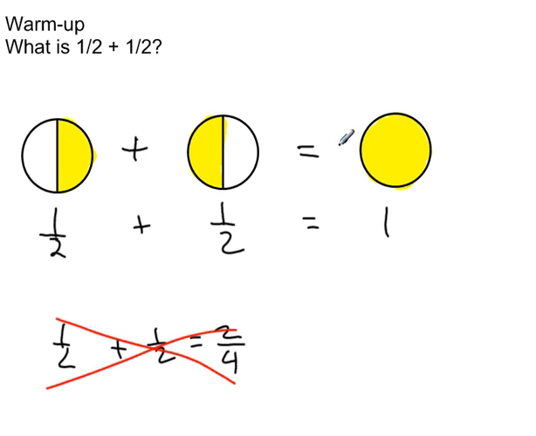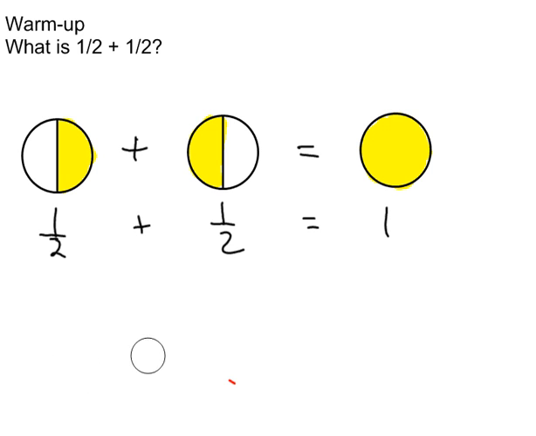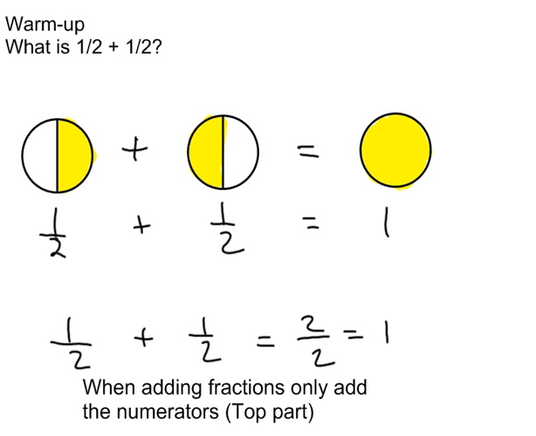So, what are they doing wrong? Well, when you add fractions, you're not supposed to add the denominator. When you add fractions, you only add the numerator. So 1 plus 1 is equal to 2. And you leave the denominator, that's the bottom part of the fraction, the same. So you get 2 over 2, which is equal to 1. All right? So, when adding fractions, only add the numerators, the top part, and just leave the denominators the same.